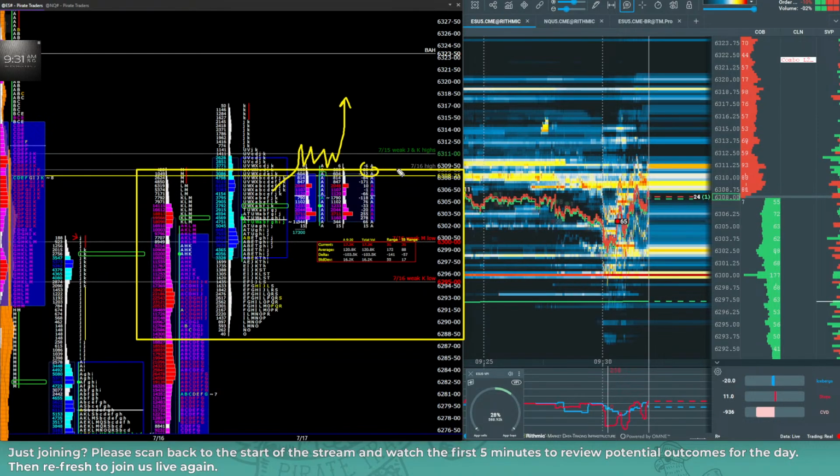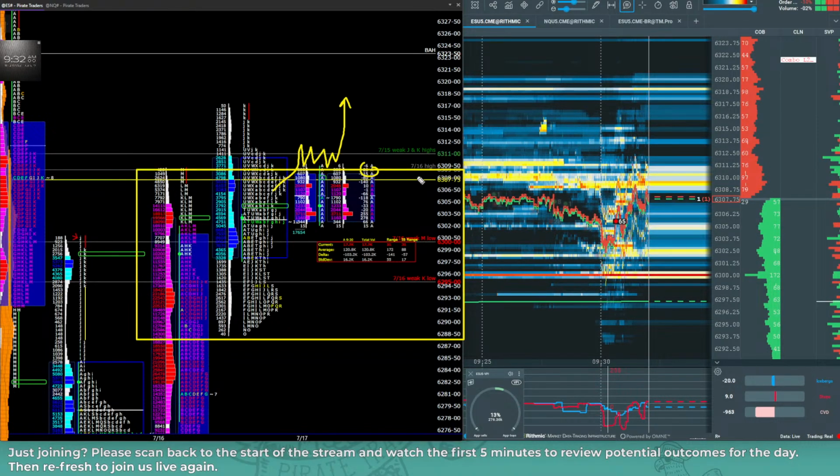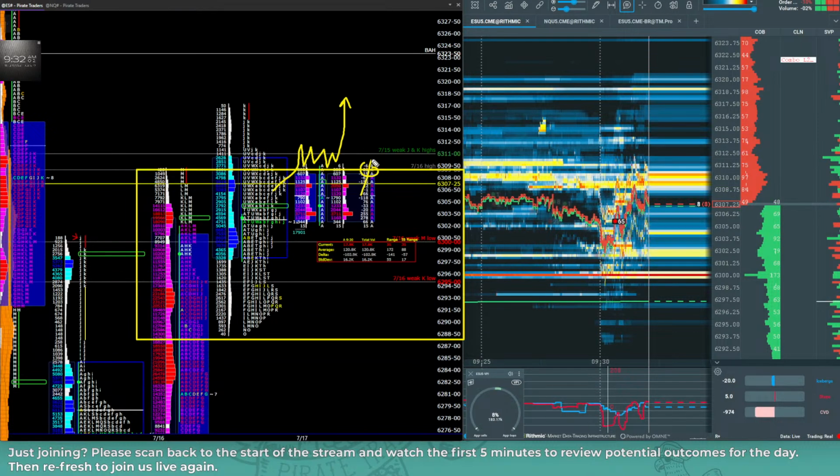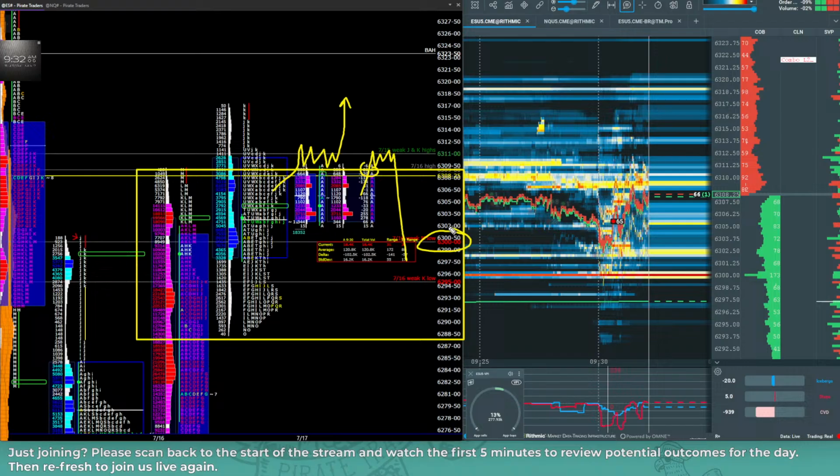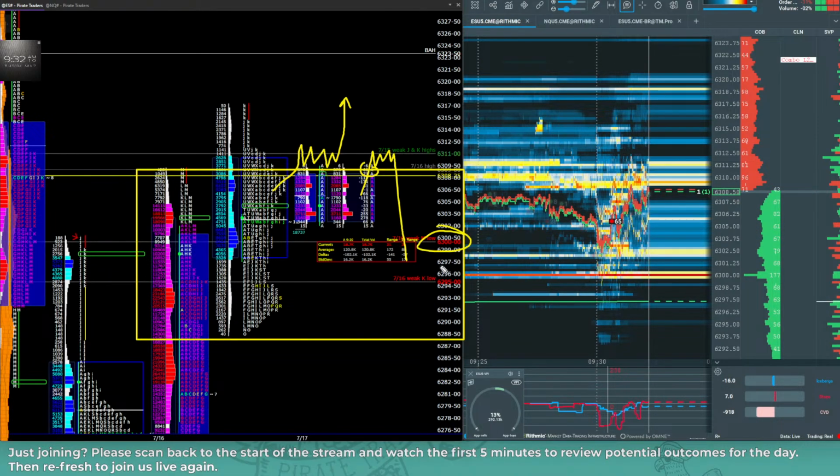So that is bullish from 63.09 up to 63.17. Okay. If the market cannot bring in buyers up there, it's bearish to come back down and test 6,300. So that is from 63.09 to 6,300.